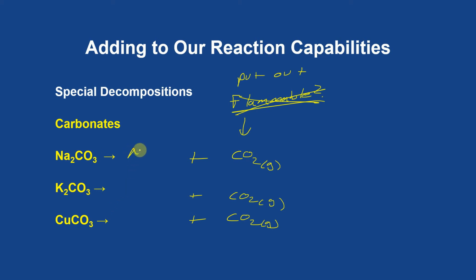Now the front part is they make their metal, that's the metal, that's the metal, and that's the metal. They make the metal oxide. So Na2O, K2O, CuO. And at this point, we need to check charges. Na's plus 1, O's minus 2, boom. K's plus 1, O's minus 2, boom. Cu, we don't know here, but carbonate's minus 2, so I think that's plus 2. So I'm going to say plus 2, minus 2, boom, there we go.